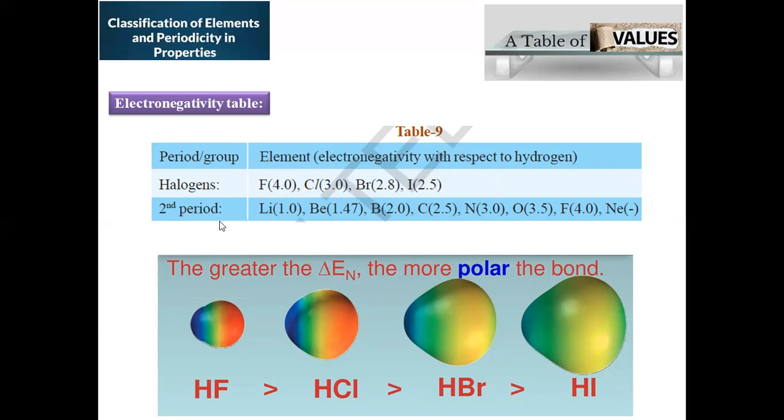And how can we assign electronegativity values for a period? I'm taking the second period: lithium, beryllium, boron, carbon, nitrogen, oxygen, fluorine, and neon. Lithium is 1, beryllium 1.47, boron 2.0, carbon 2.5, nitrogen 3, oxygen 3.5, fluorine, the most electronegative element in the periodic table, 4.0, and neon 0. Because noble gases neither absorb nor release electrons, the electronegativity values for all noble gases are assigned as 0.